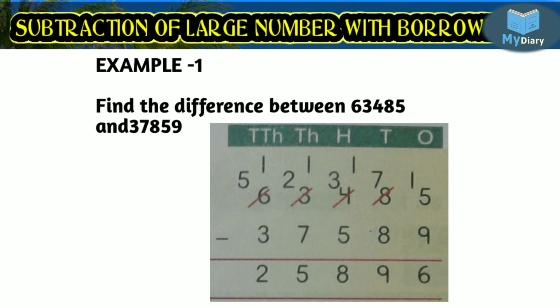Subtract ten thousands. 5 minus 3 is equal to 2. Write 2 under the ten thousands column. Thus we get 63,485 minus 37,589 is equal to 25,896.